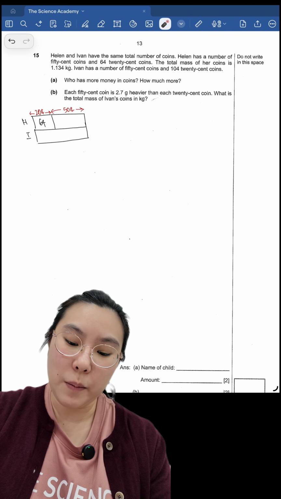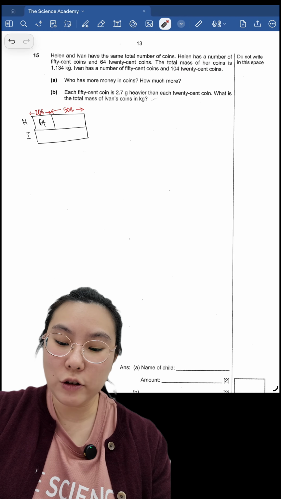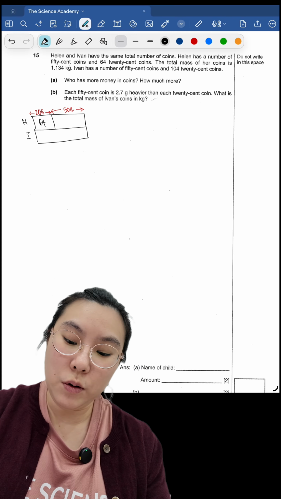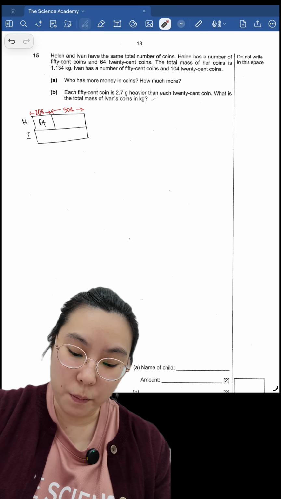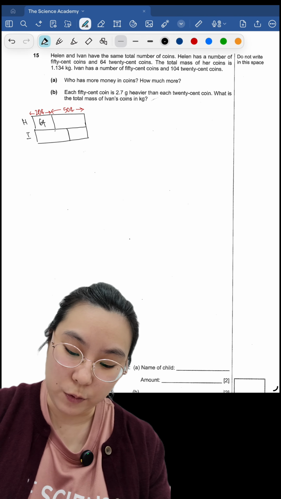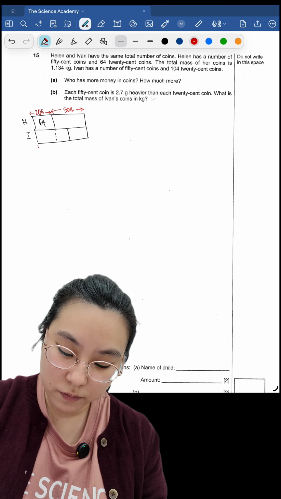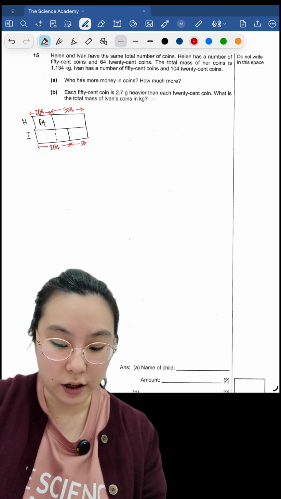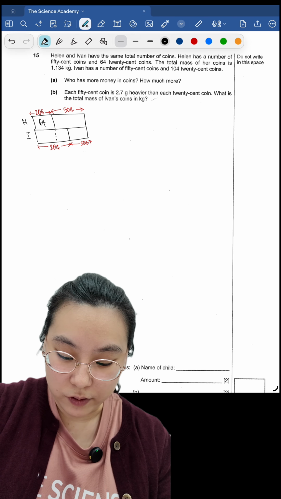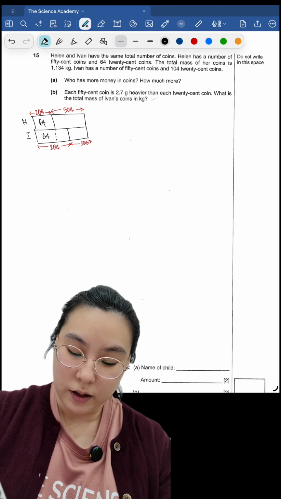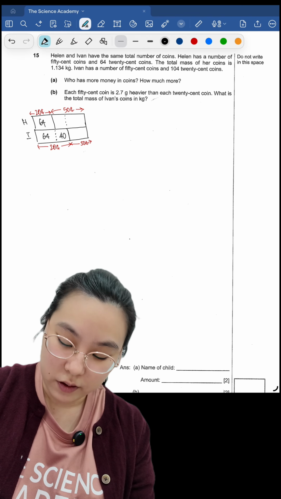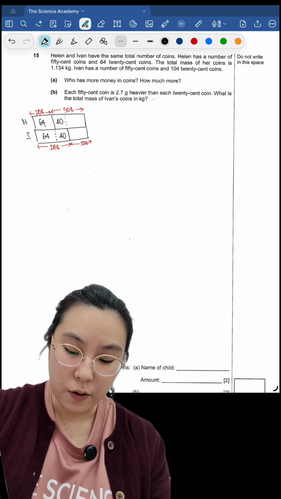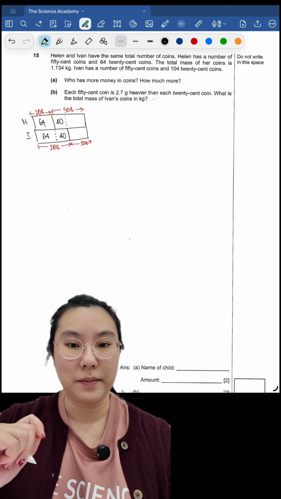Next, Ivan has a number of 50-cent coins and 104 20-cent coins. So again, let's draw what we have read first. We know that Ivan has 104, meaning in comparison to Helen's 64, Ivan would have more. Of which these are Ivan's 20-cent coins, and these are Ivan's 50-cent coins. And since this is 64, therefore, Ivan has 40 more 20-cent coins and Helen has 40 more 50-cent coins.